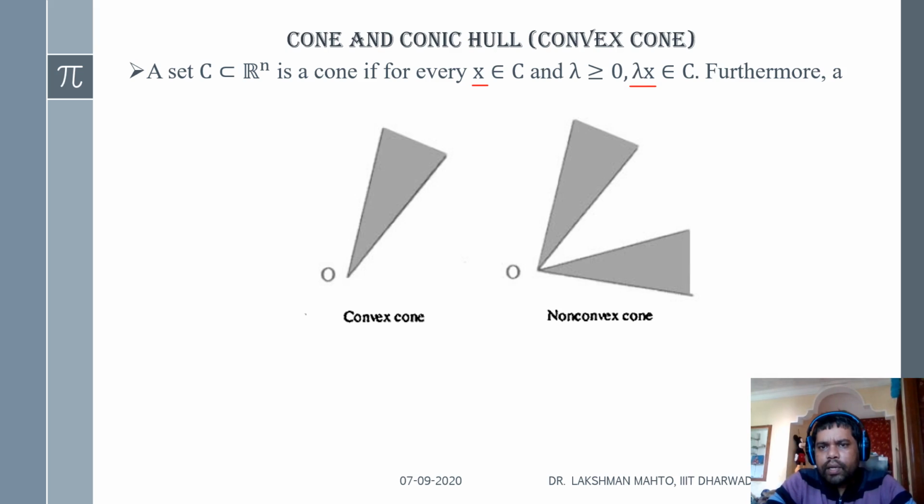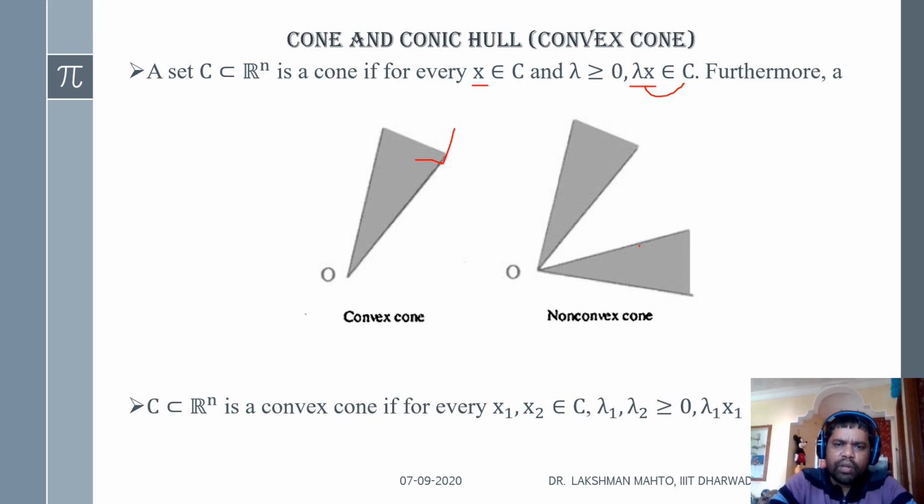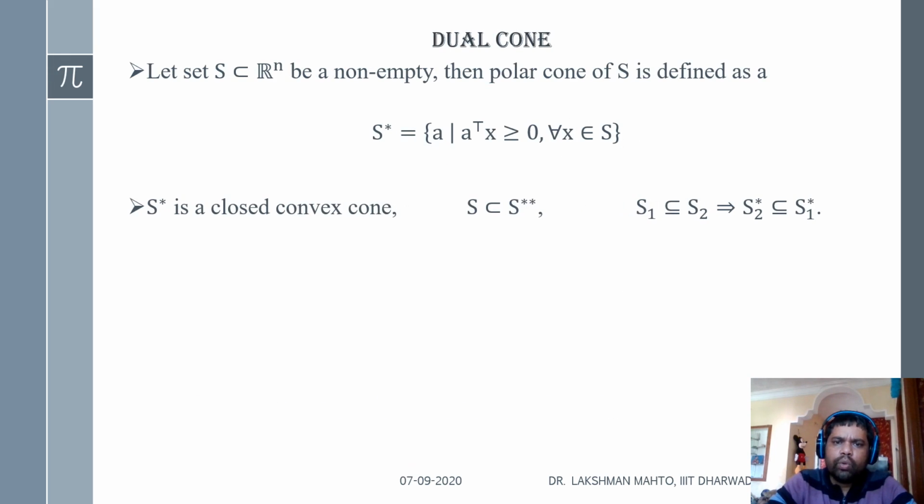A cone is a very special kind of geometric structure where if you take any element and do a non-negative linear combination and it is again in that set, then we call that kind of a structure a cone. So this is a cone, and this one is also a cone, but it is a non-convex cone. We can observe that non-convexity is there. So this one is an example of a non-convex cone.